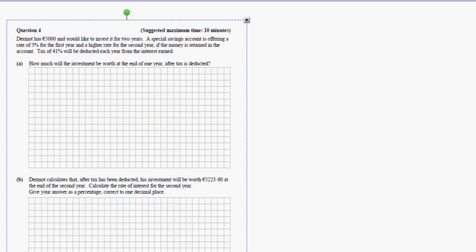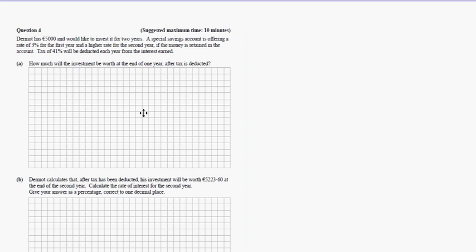Okay, question 4. Dermot has €5,000 and would like to invest it for 2 years. A special savings account is offering a rate of 3% for the first year and a higher rate for the second year. If the money is retained in the account, tax of 41% will be deducted each year from the interest earned. How much will the investment be worth at the end of year 1 after tax is deducted?